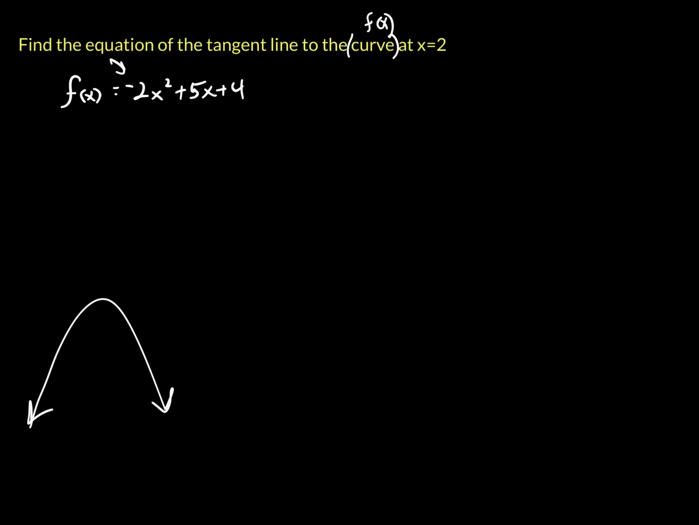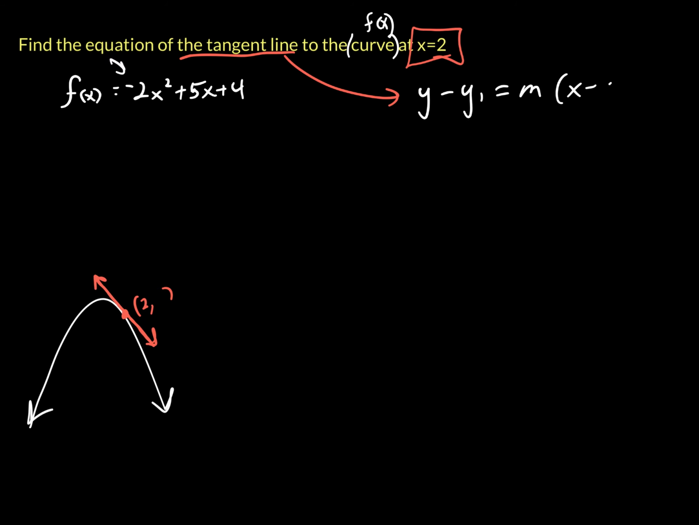And somewhere on here, I'm going to have a random point where the x is 2. I don't know the y value yet. I just know that x is 2. And on that point, that coordinate, there's going to be a tangent line. And our goal is to find the equation of that tangent line. First, we need to know what's the y value. Because when you find the equation of a straight line, does this ring a bell? This is your point-slope form of the equation.